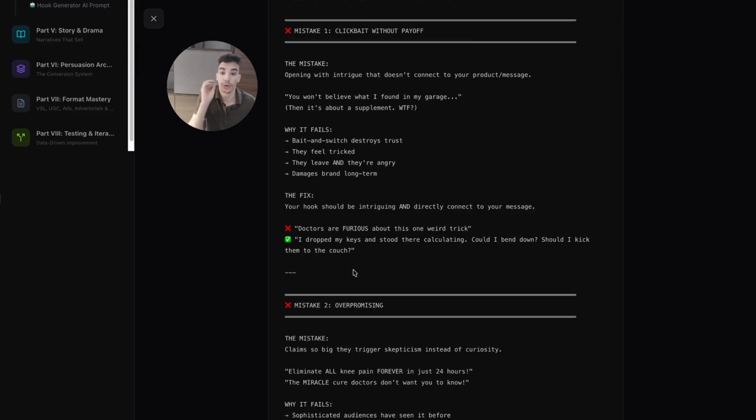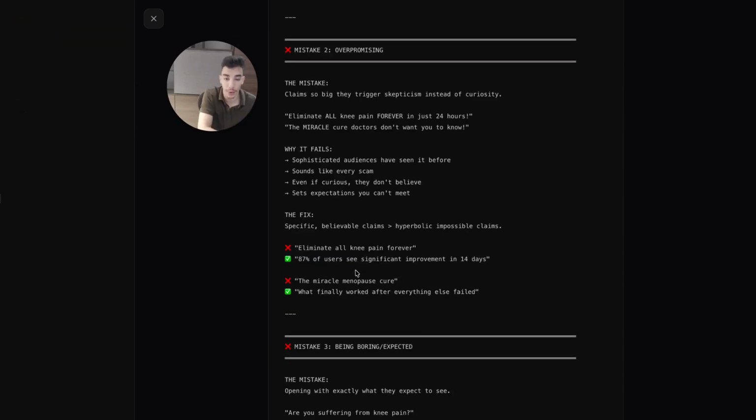So your hook should actually be connected to your body, to your messaging, to the whole idea of the ad. Mistake number 2, over-promising. Claims so big they trigger skepticism instead of curiosity. It's never going to work. Maybe for old people, a lot of people use this crazy Dr. Spence marketing, they promise the world. When in these models, we are talking about brand safety.